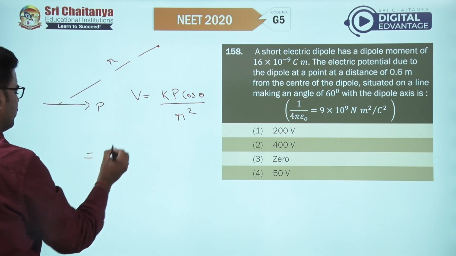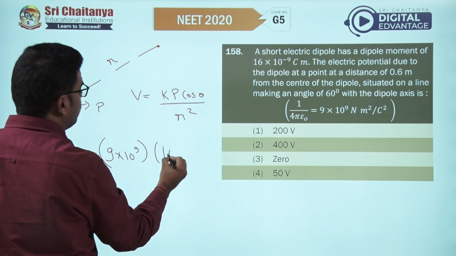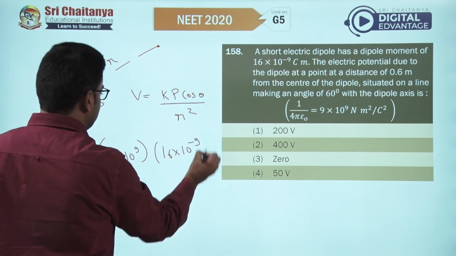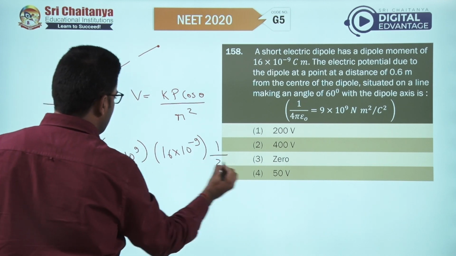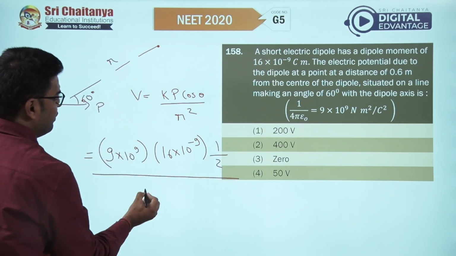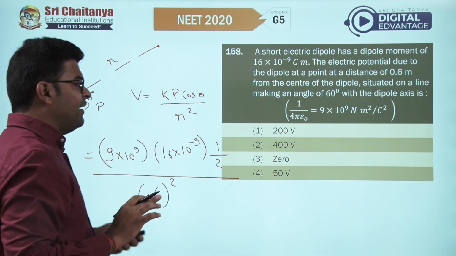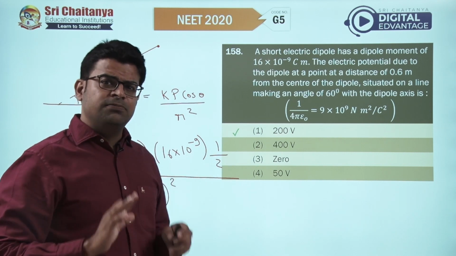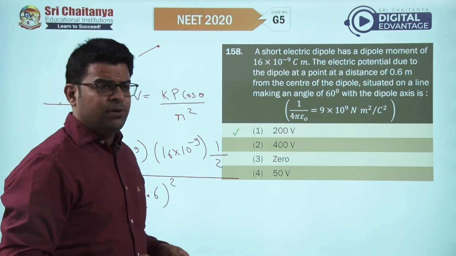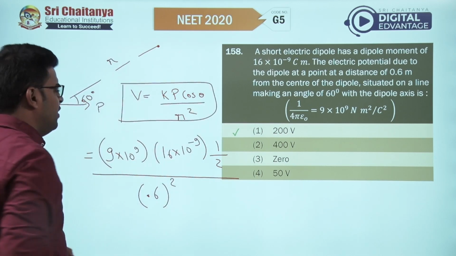So let us simply substitute K as 9 into 10 raised to the power of 9, P as 16 into 10 raised to the power of minus 9. This angle is given as 60 degree, so cos 60 becomes half upon r square, which is simply 0.6 whole square. And on solving this, you get a nice lovely answer of 200 volts. So the calculation is pretty easy and it's a simple question. It just needs that you remember this formula Kp cos theta by r square.